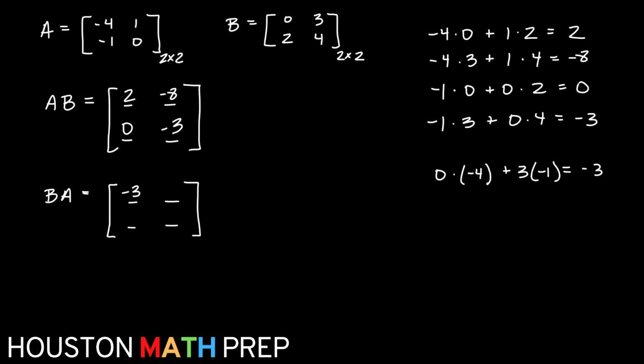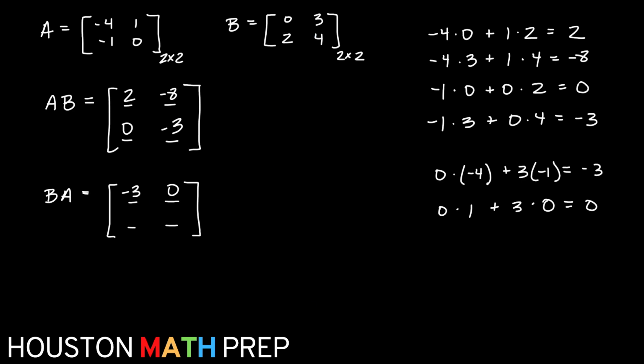Let's continue on, though. So now let's do the row 1 times the column 2 here. That'll go in the row 1, column 2 spot. So we will have 0 times 1 plus 3 times 0. Well, that's 0 there, so we get a 0 here.